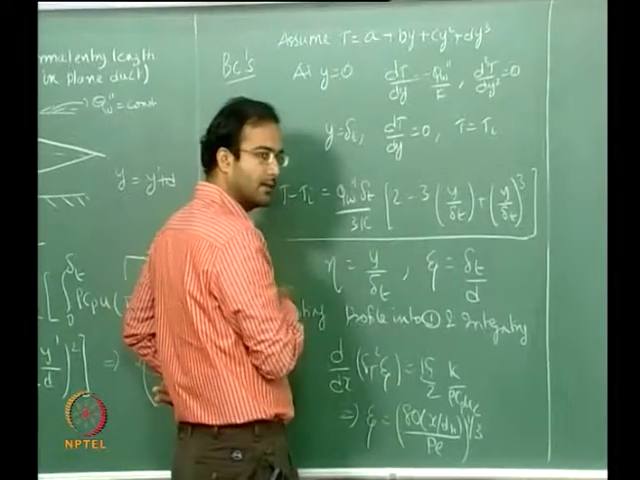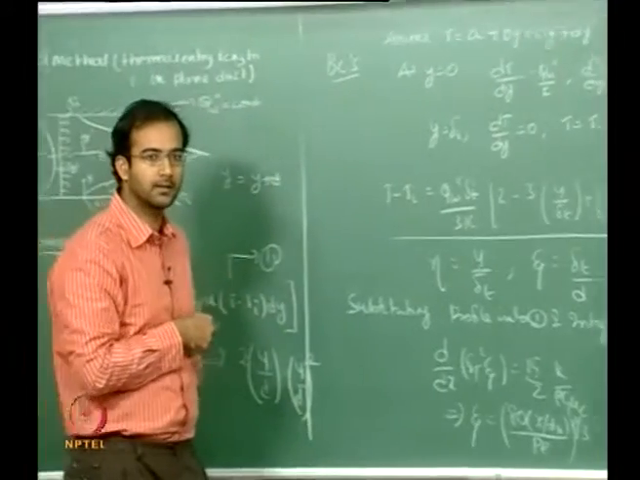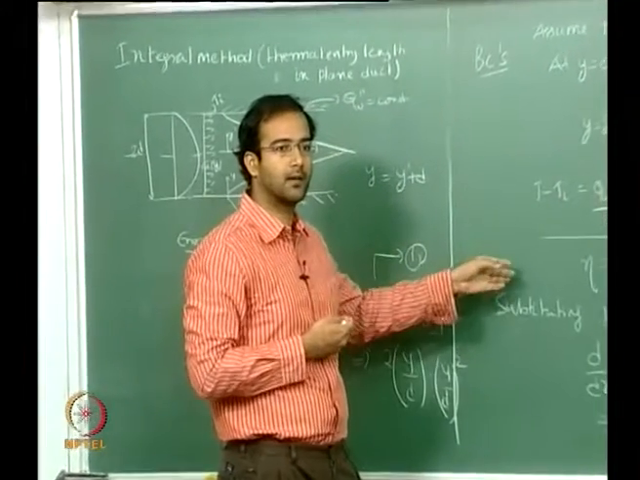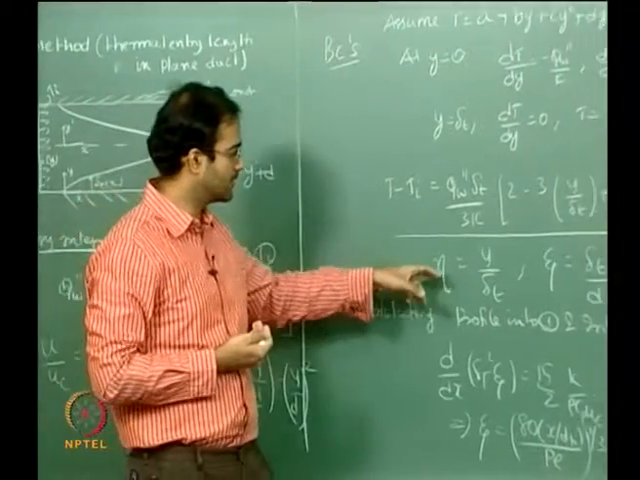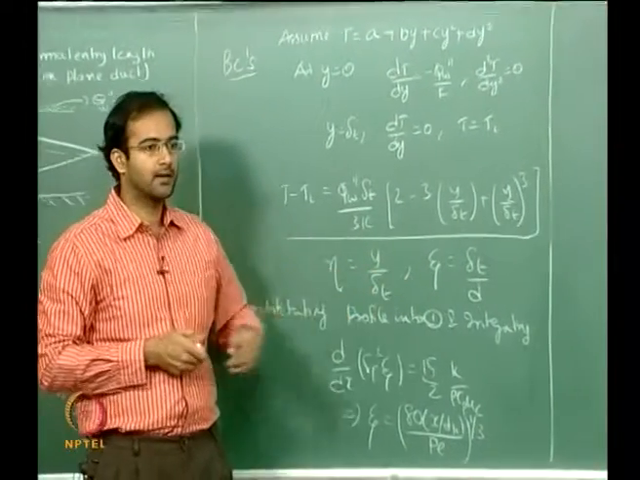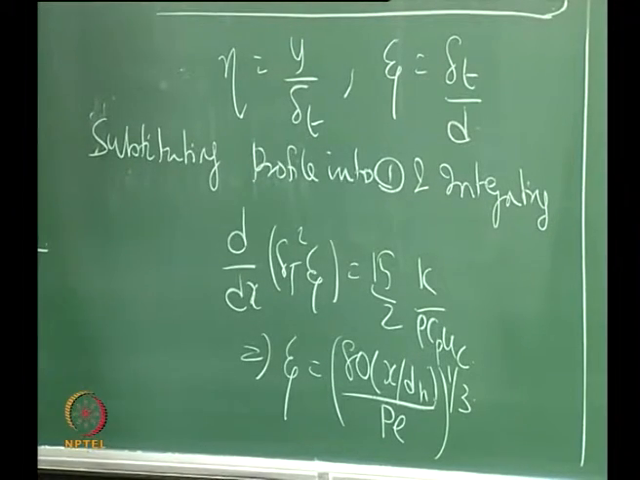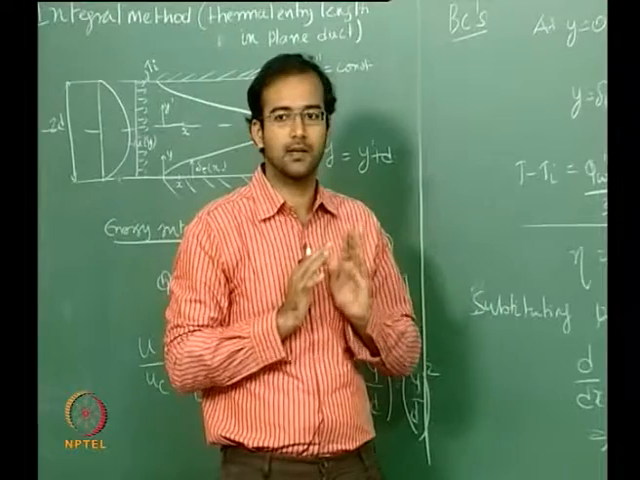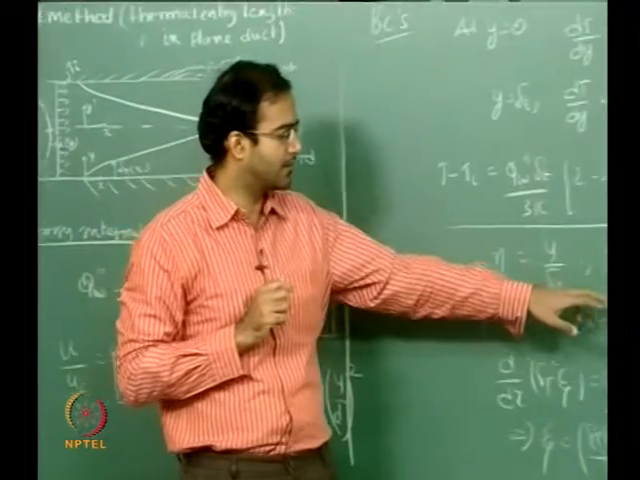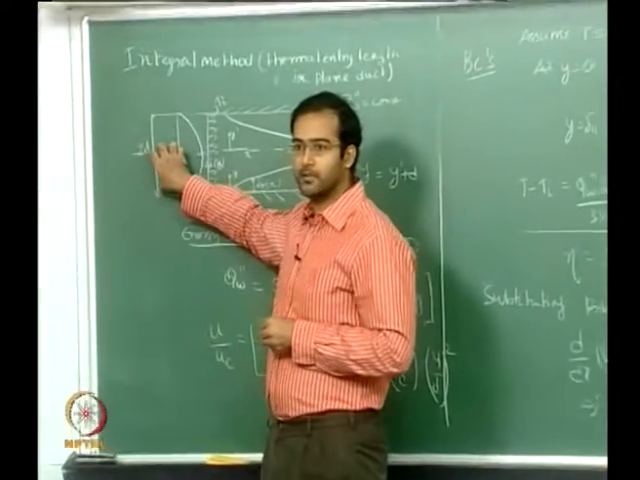So we will introduce certain non-dimensional variables here. Your eta is your non-dimensional y coordinate. This is the same nomenclature I am using, similar to your external boundary layer flows. So eta is y by delta t, and similar to your external flows where you used non-dimensional zeta for delta t by delta, here we don't have any momentum boundary layer thickness, because we are considering already fully developed flows. Therefore instead of delta we use d here, which is the half separation distance.